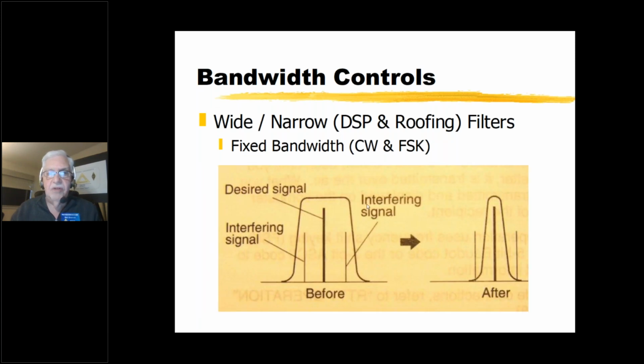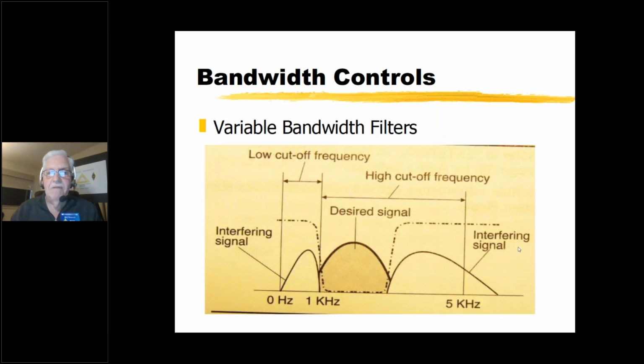Bandwidth controls, here's an example of that. Your desired signal and two interfering signals are inside your band pass. You put in a narrow filter and it lets you hear your desired signal and puts your interfering signals outside the band pass. And a variable width filter is a combination of the two, lets you control those parameters manually.